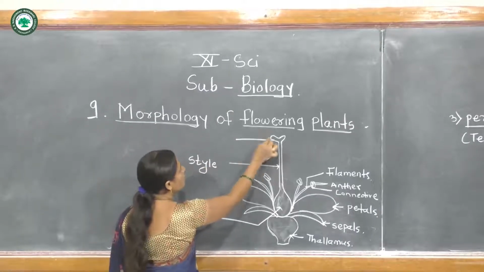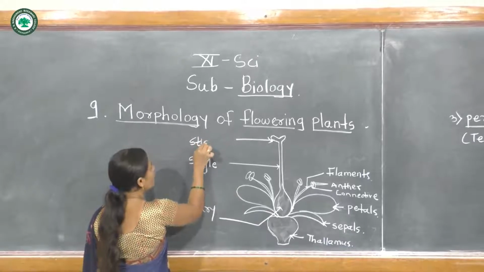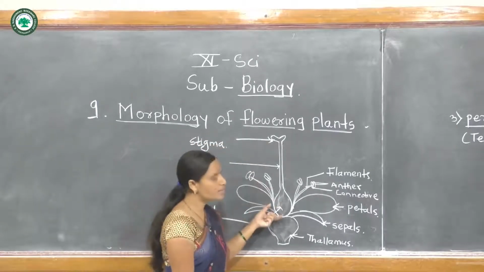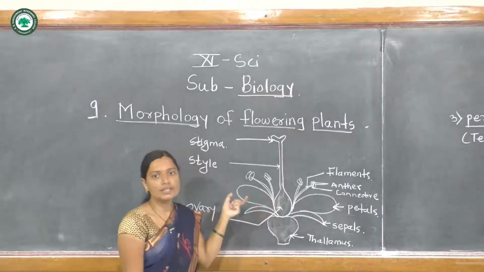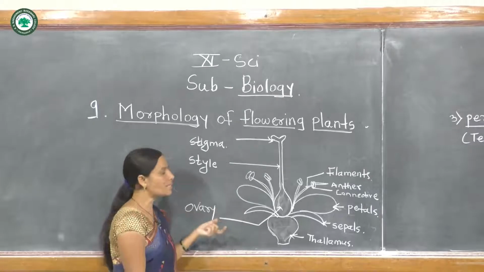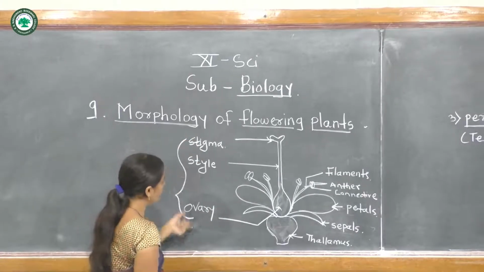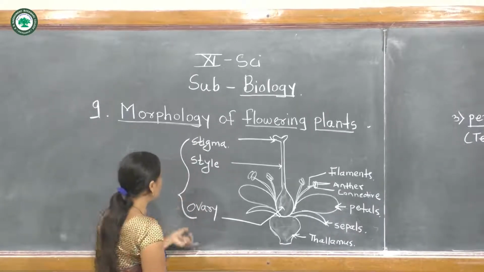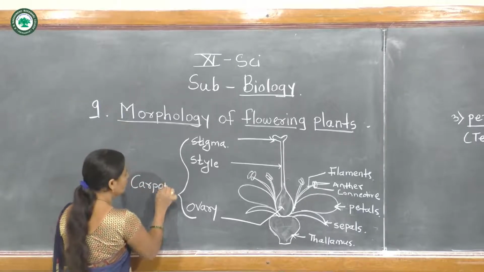and this uppermost part is called the stigma of the flower. This middle part is the gynoecium, and the gynoecium individually is called the carpel, and this carpel is divided into three parts: the ovary, style and stigma. This whole part is known as the carpel of the flower.